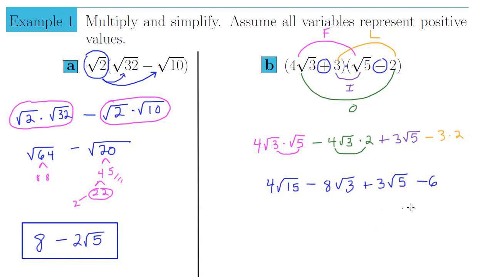So now we've performed all of our multiplications. The only thing left to do would be to simplify. But 15 is 5 times 3. There's no pairs, so the root 15 doesn't simplify. Actually, none of these square roots simplify. So this is our final answer.